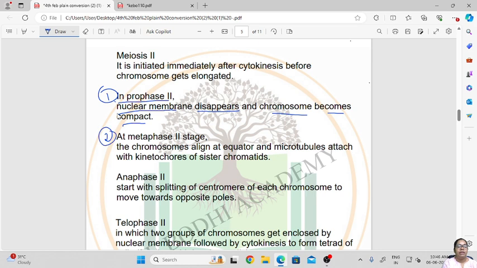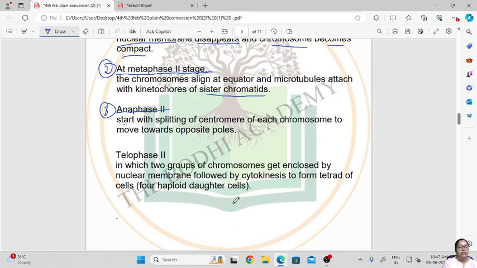Then comes the second phase, metaphase 2. The chromosomes align at the equatorial region, and the attachment of the kinetochores of sister chromatids takes place. Then comes the third phase, anaphase 2. Here the centromeres of each chromosome split and move towards the opposite poles. And then in the telophase 2 stage, the two groups of chromosomes get enclosed by the nuclear membrane, followed by cytokinesis to form a tetrad of cells, that is 4 haploid daughter cells.